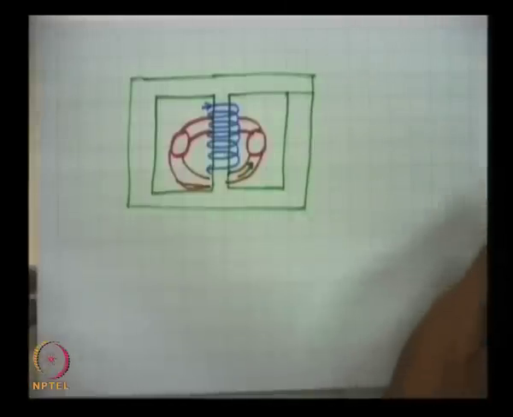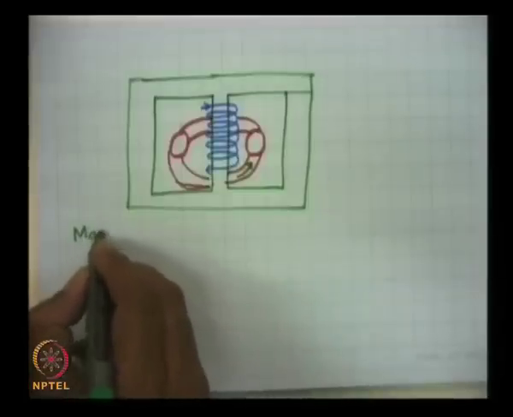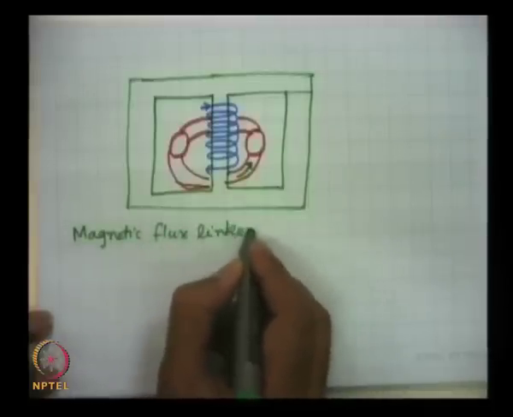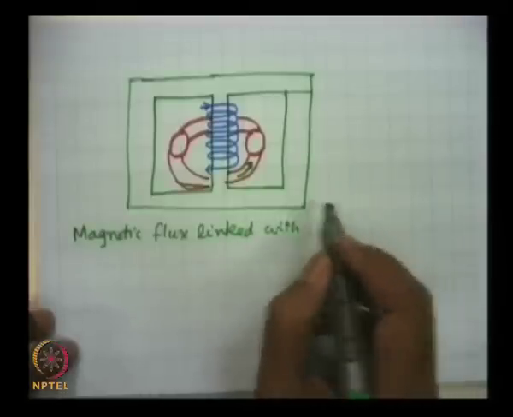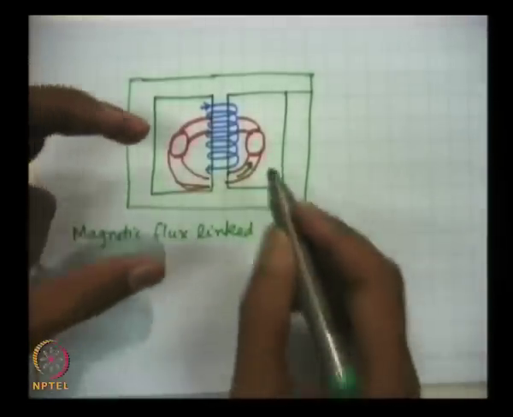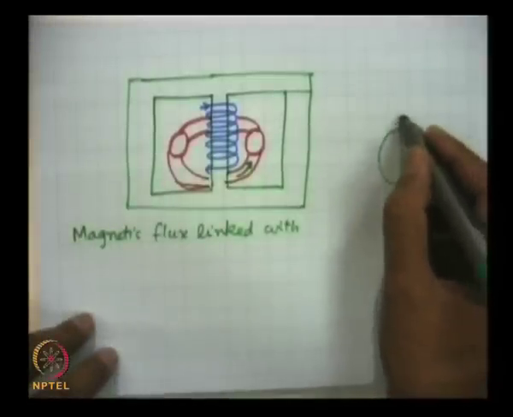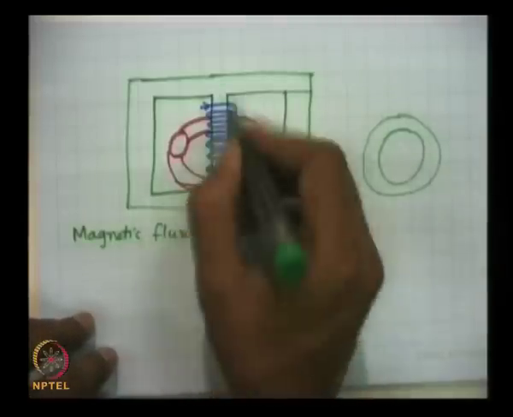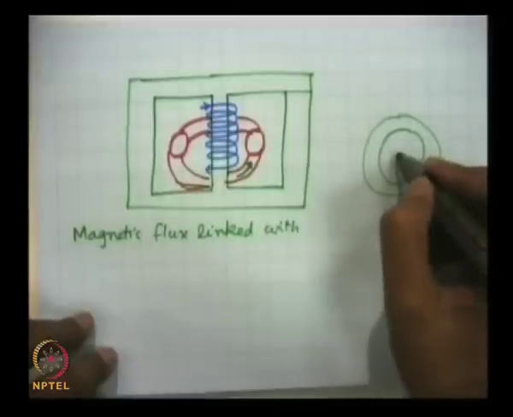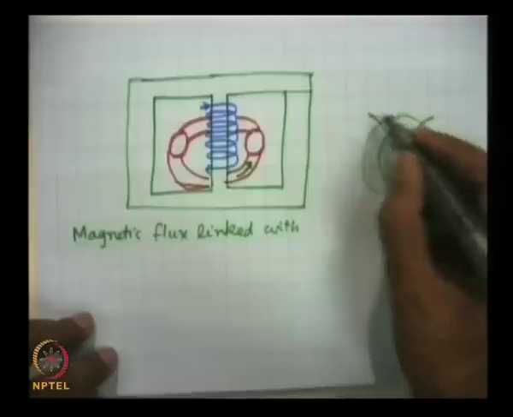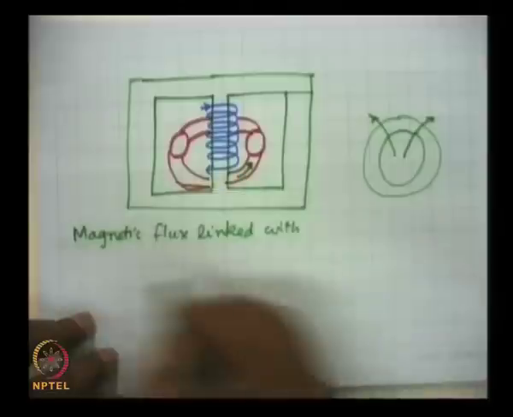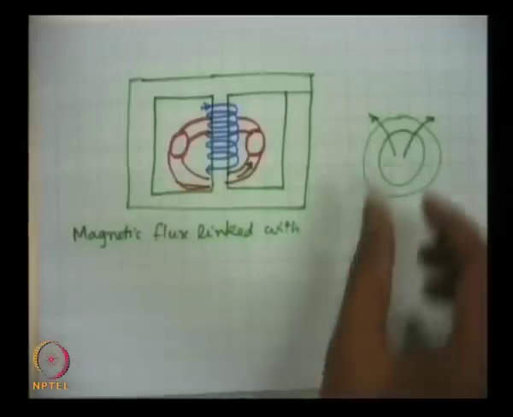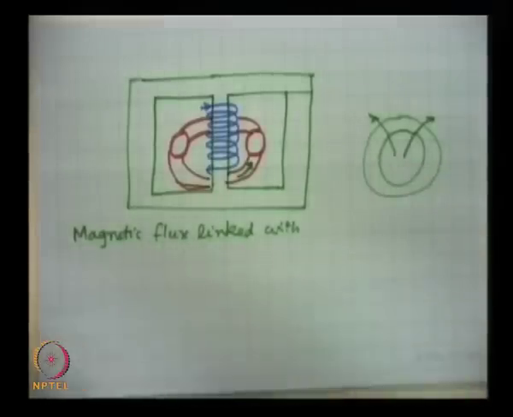So suppose the magnetic flux linked with, well, please examine, if you are seeing the tokamak from top, it will look like this. And in the central region in the iron core, some of the lines of force are going like this. So there is a flux linked in the central region here. If you examine the entire torus, then in the center of the torus there exists a magnetic flux linked to the circuit.